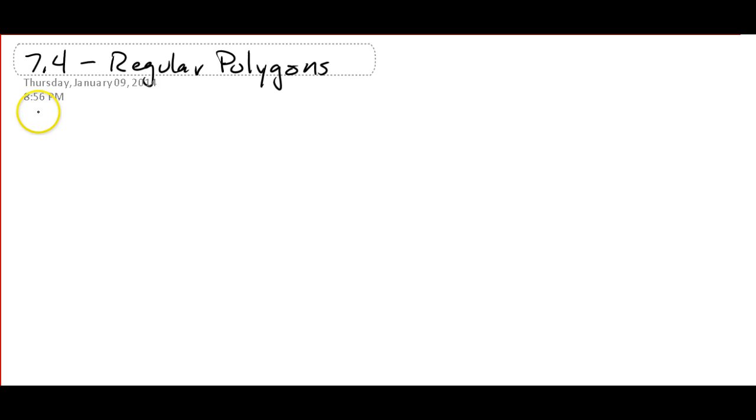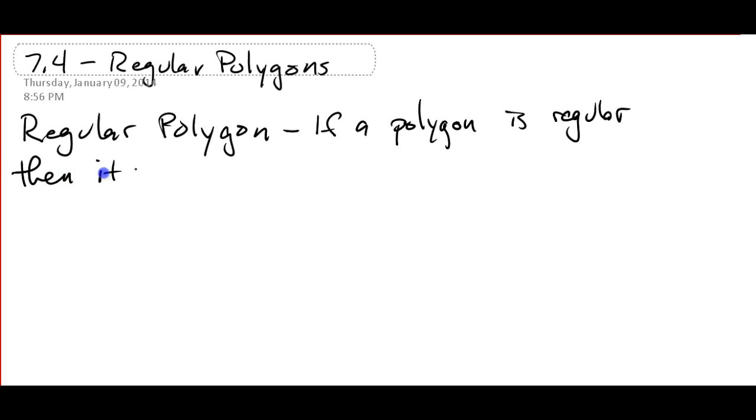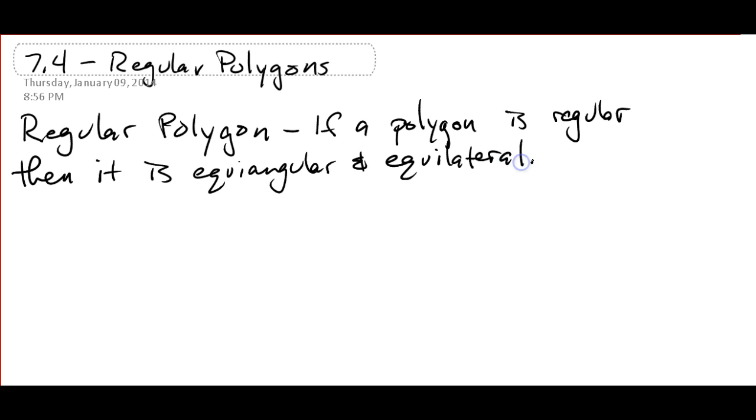So let's start out with a definition. A regular polygon: if a polygon is regular, then it is equiangular and equilateral. So all its angles have to be the same and all its sides have to be the same.